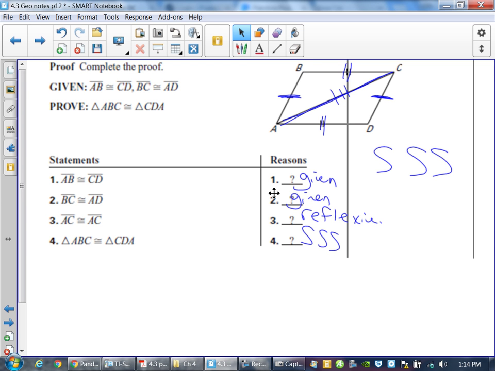Alright, so this is here, this segment here. Always mark the diagram.